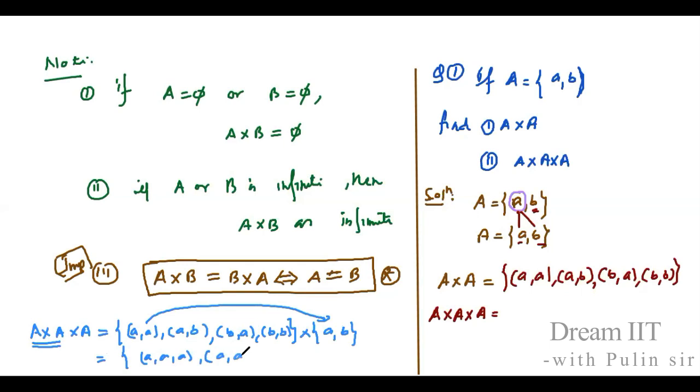Then A comma B, then this second one will come A comma B comma A, and then A comma B comma B, etc. I'm not completing this. So likewise, they will be getting the ordered pairs. So they will be getting a total of eight pairs. That will be correct: eight ordered pairs. Ordered triplets they will get.